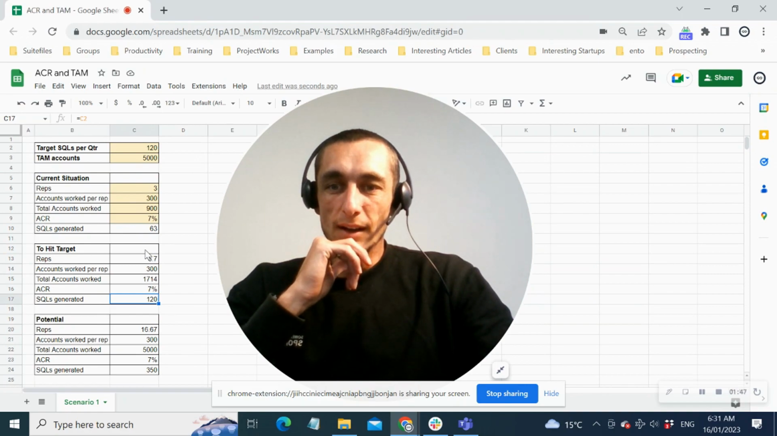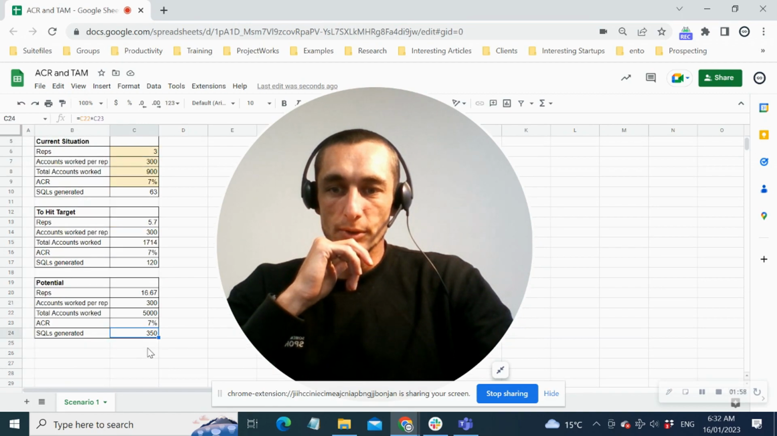And then if we said, okay, well, how far could we push this thing with the 5,000 accounts that we have and our current account conversion rate and the current number of accounts that reps are able to work, given our process, how far could we push it? Well, we could push it out to 350 SQLs per quarter if we had 17 reps, right? And we worked all 5,000 of those accounts every quarter.